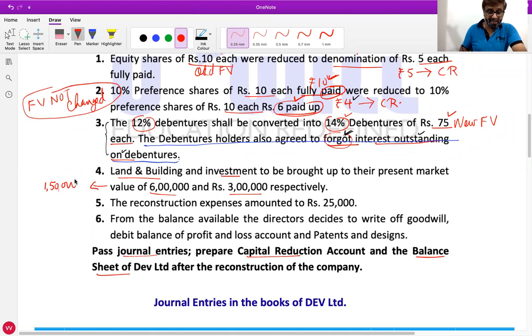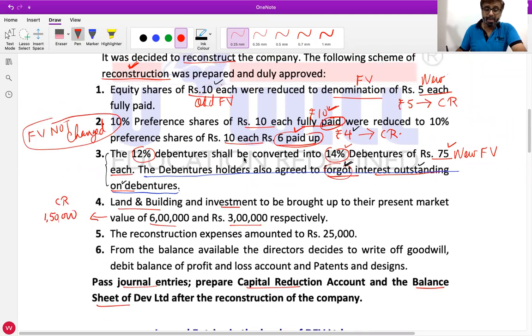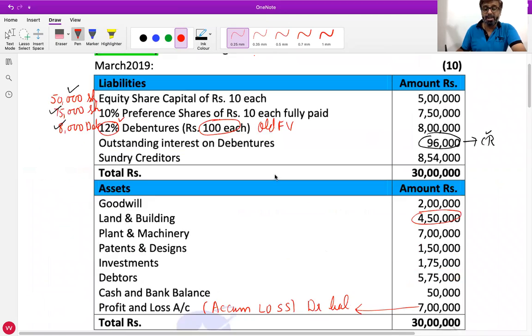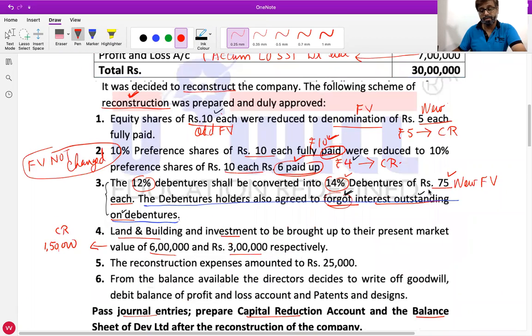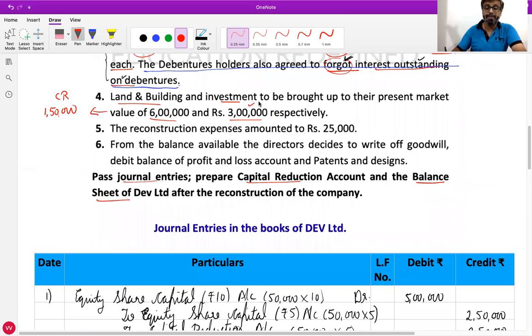Difference amount 1,50,000 we have to transfer to capital reduction. What is the value of investment in the balance sheet? Earlier it was 1,75,000 and now it is 3 lakh. So how much is the increase by profit? 1,25,000. Here also it increased, so the profit of 1,25,000 will be transferred to capital reduction.